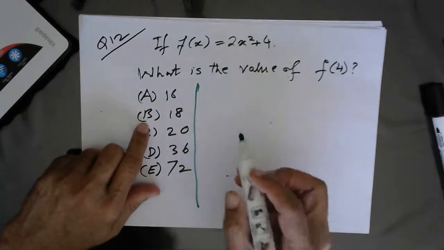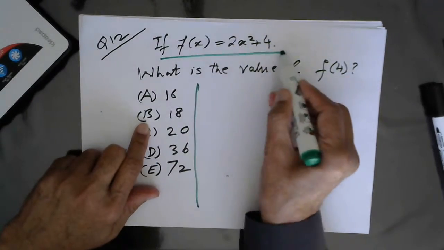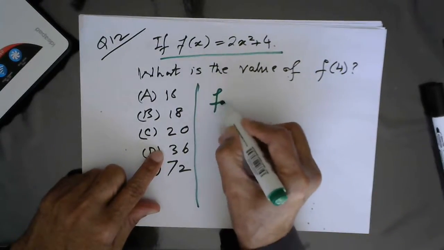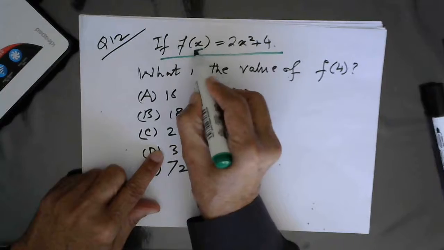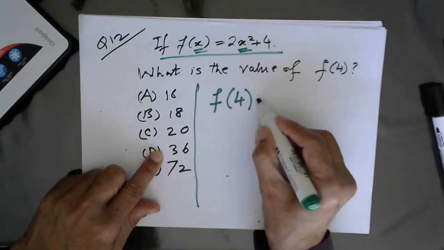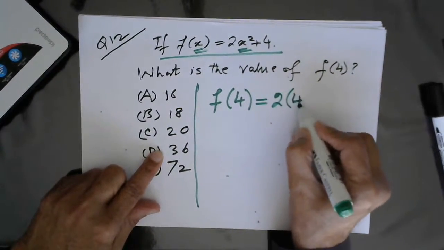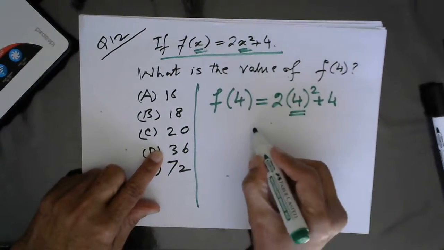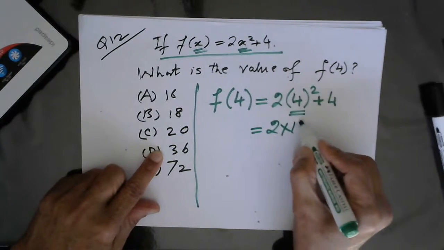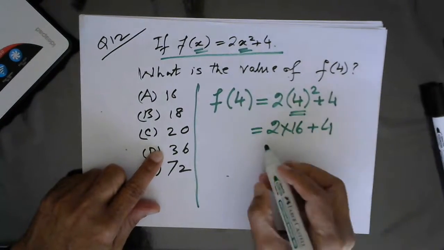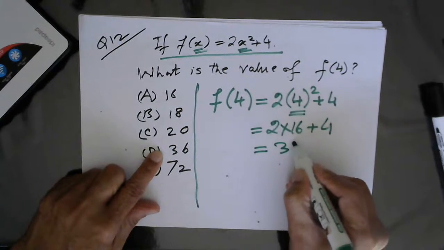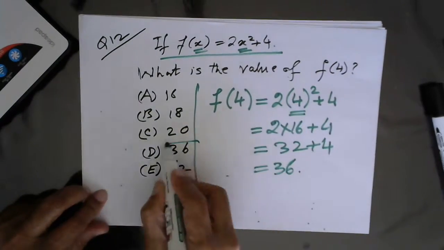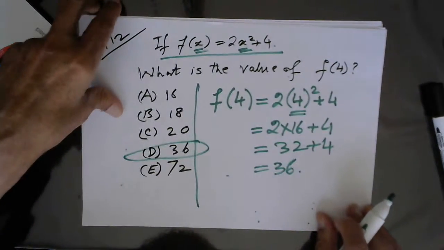Question number 12. If f(x) is equal to 2x square plus 4, what is the value of f of 4? Well, it's easy. Replace x by 4 here and replace x by 4 here. So you will get 2 times 4 square plus 4. Now, what is the square of 4? 16. So this is 2 times 16 plus 4. What is 2 times 16? This is 32. Plus 4 will give you 36. Okay, and this is the answer. I hope it is clear.